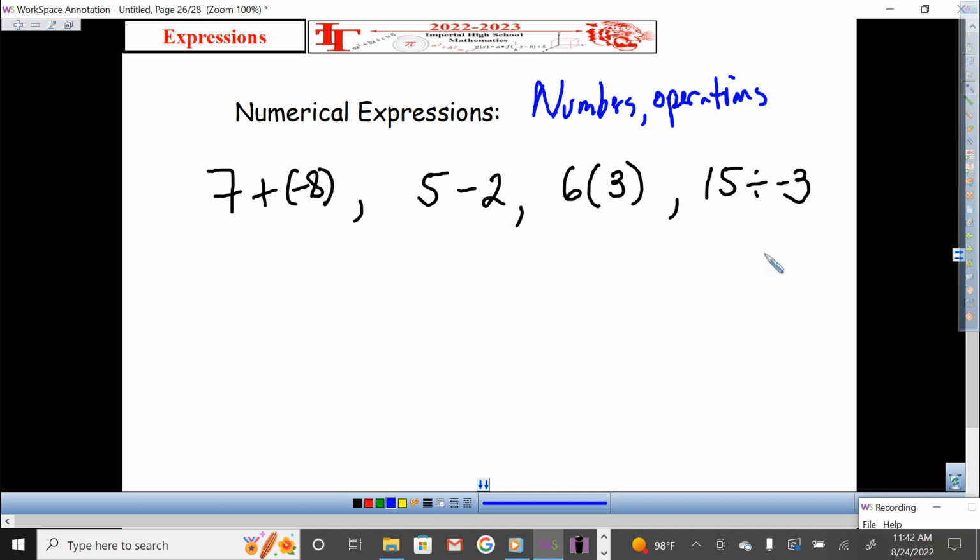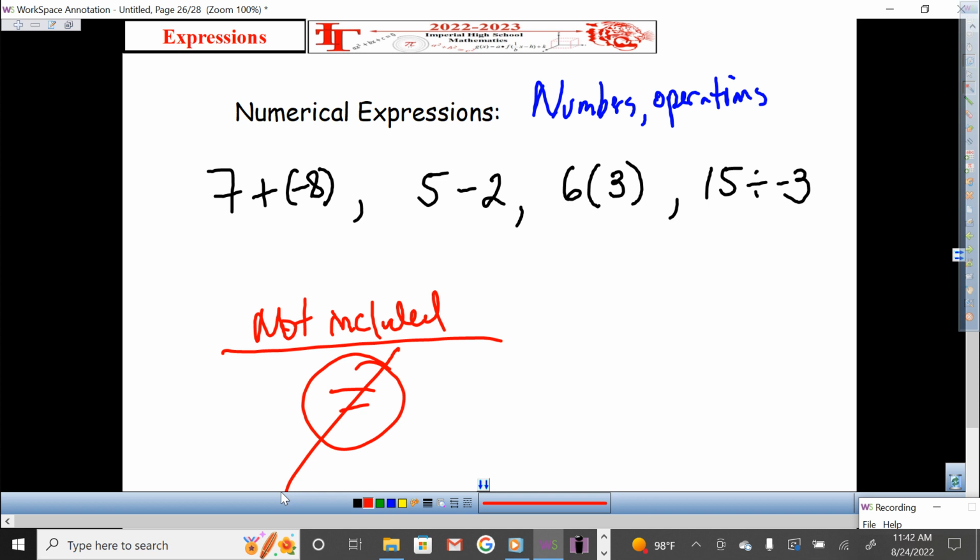Now let's make an observation of what we don't see there. What's missing from all those expressions that we don't see? Talk it over with your neighbor. What is missing? What don't we see? All right, I heard the equal sign. Yes, equal signs are not included.